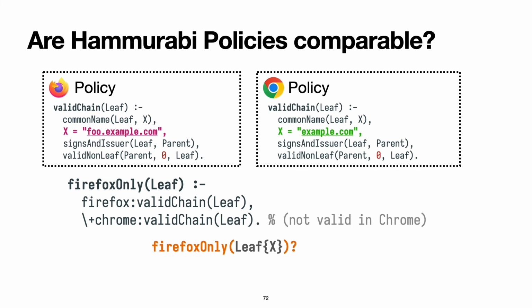We can then create a query for this rule. Assume for now that a leaf is composed of just one field, the common name. Prolog fills in the variable x for us if it can, telling us that certificates with food.example.com are valid in Firefox but not in Chrome. So this is a gross simplification of this technique called imputation. Constructing the real Firefox-only rule required massaging the signatures of many different rules and special logic for handling strings like domain names. We leave such details to the paper.